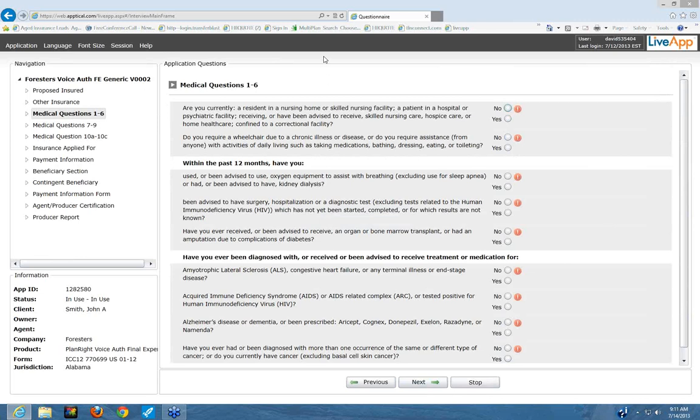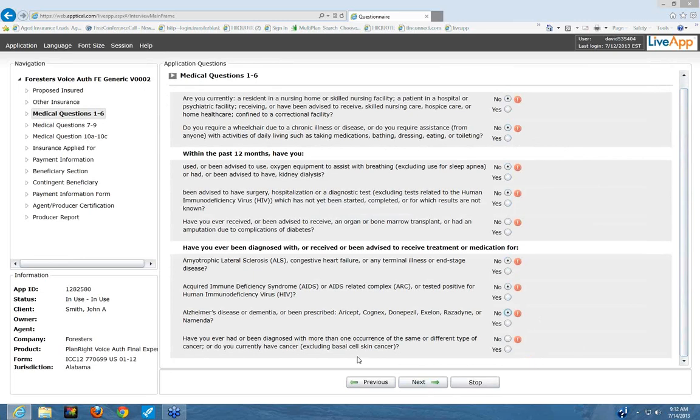So, Mr. Smith, are you confined to a nursing home or nursing care facility? Do you require a wheelchair? In the past 12 months, have you been required or advised to use oxygen equipment? Been advised to have surgery, or do you have HIV? Have you ever received an organ or bone marrow transplant? Have you ever been diagnosed with ALS or congestive heart failure, AIDS, Alzheimer's disease or dementia? Have you ever had cancer?